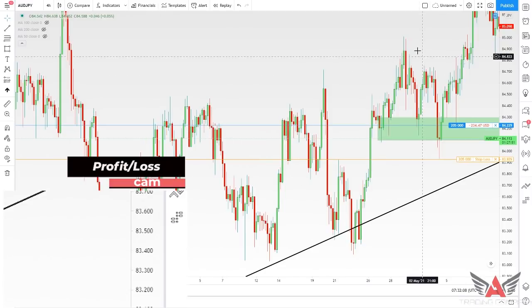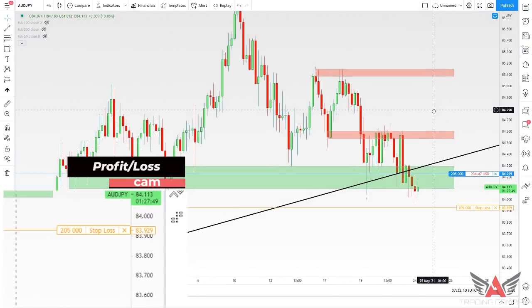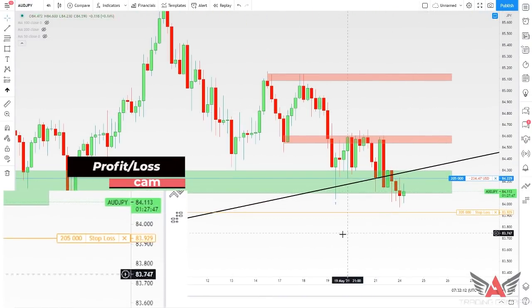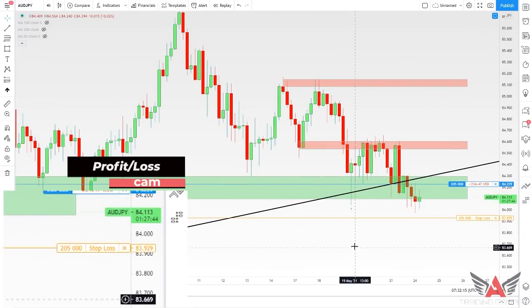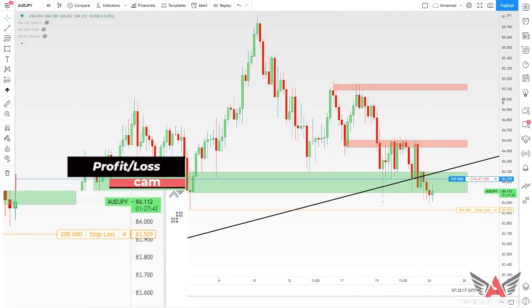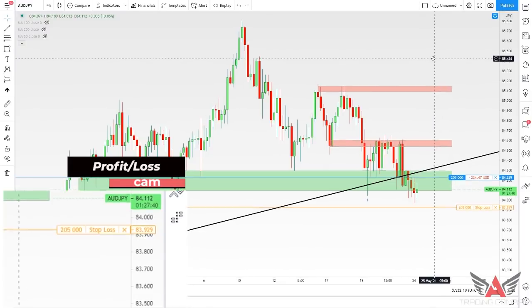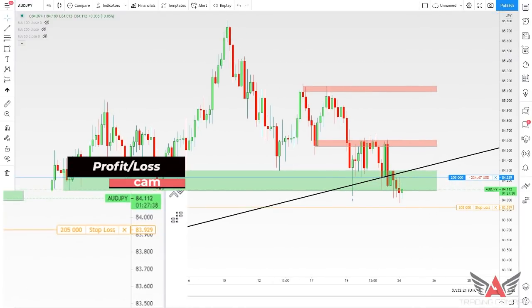So I'm just going to play the patience game with this and just sit on Aussie yen for a little bit longer. Again, if it decides to roll over and stop me out, I'll just take the loss and find something else to trade. And that is just the nature of the game. So with that said, I'm going to pause, and next time something interesting happens, I'll give you guys another update.